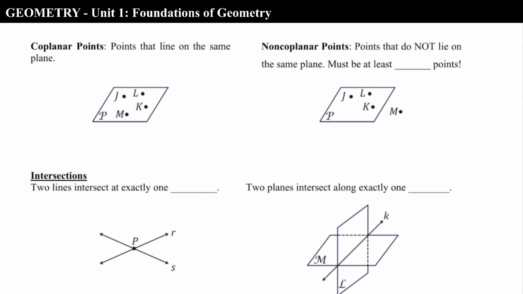Non-coplanar and coplanar points. Let's start with coplanar. Coplanar points are points that lie on the same plane. Okay, just like collinear means the same line, coplanar means the same plane. So here, all 4 of these points lie on the same plane. So we can say that J, K, L, and M are coplanar.